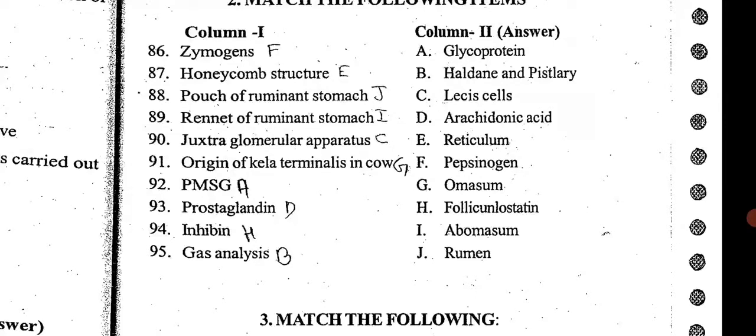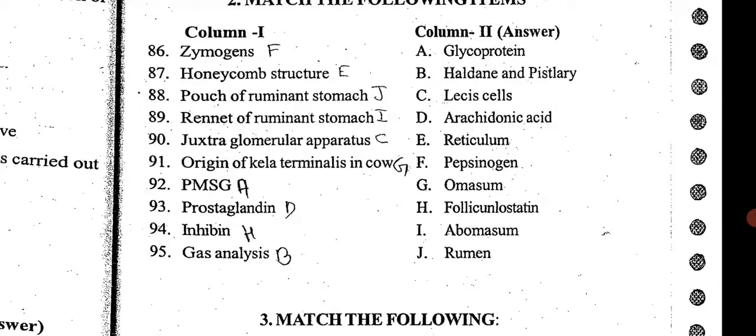Gas analysis was developed by Haldane and Pistelli. Inhibin is a folliculostatin, and folliculogenesis is under follicle stimulating hormone, and ovulation is under the LH surge, the luteinizing hormone surge. Prostaglandin is an arachidonic acid derivative. Pregnant mare serum gonadotropin is a glycoprotein.